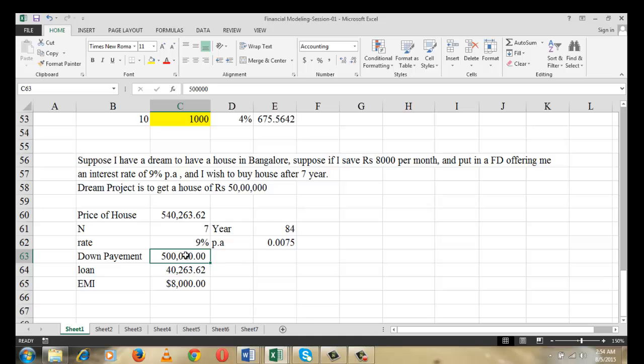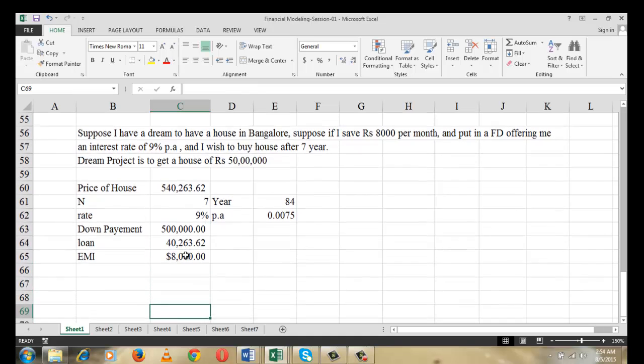So this is the basic framework for how you can work on this kind of situation whenever such a situation is given to you. Here you can see the loan is 42,263 rupees, and every month you are paying an EMI of 8,000 rupees.